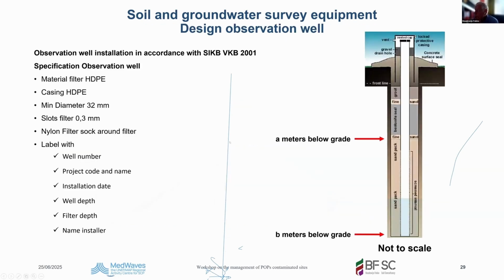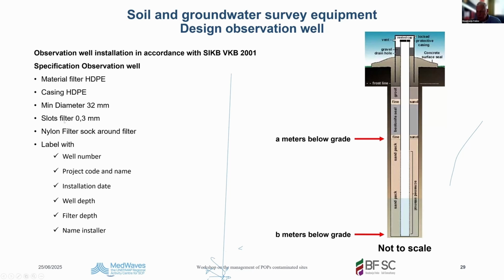How does a well look like? So the material, be aware that if you have a survey for oil and gas sites, you cannot use PVC material because PVC material will soften in mineral oil components. What you do is you always try to use HDPE filter materials and a casing of also HDPE materials when you install. In this case, we choose a diameter of 63 millimeters.